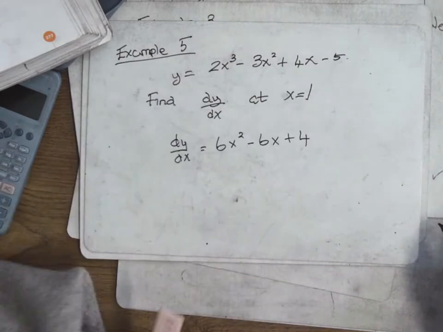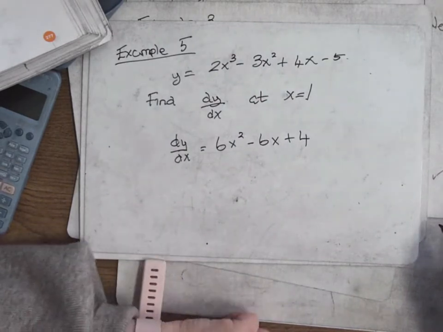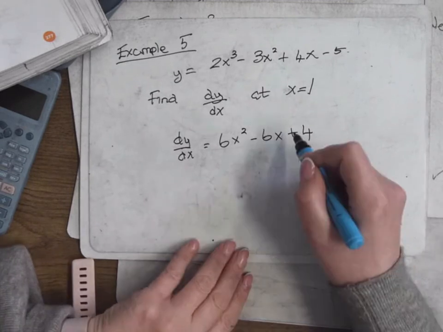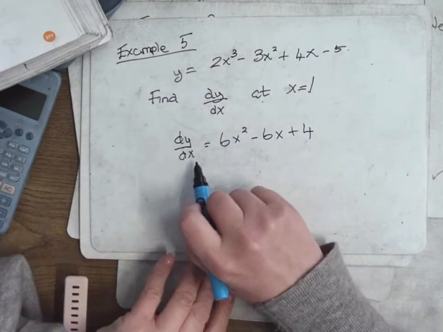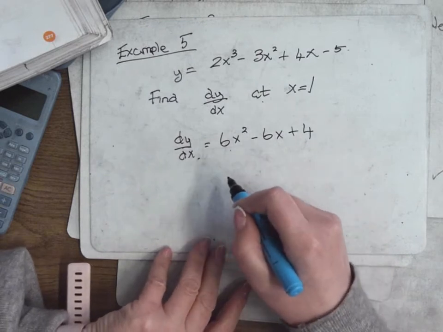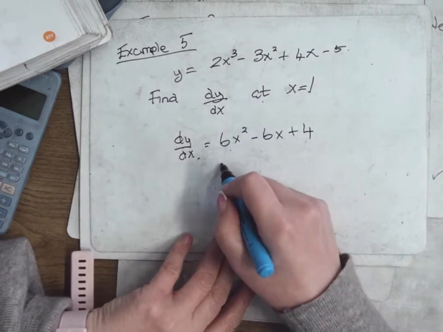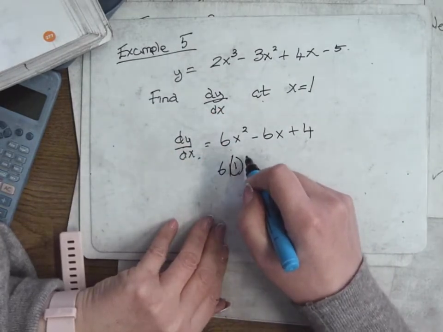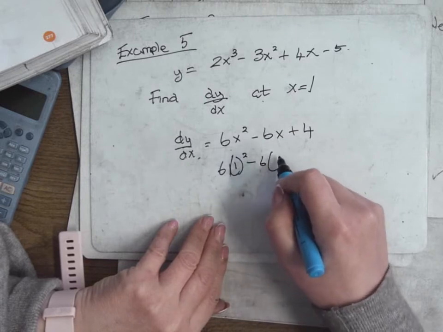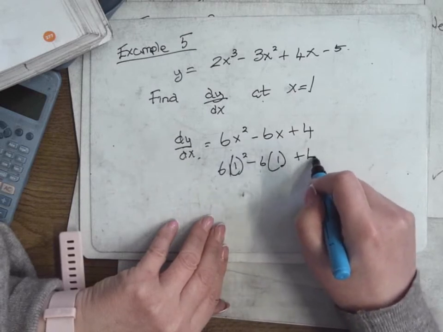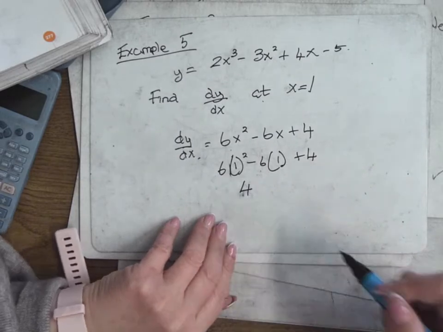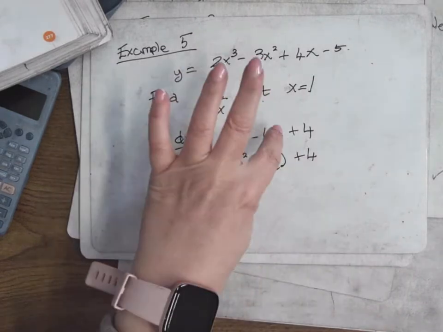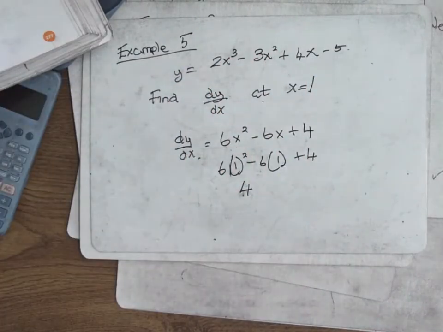New step, can anyone guess? At x equals 1, what'll I do? Everywhere I see an x, put in a 1. So the extra step is this: at x equals 1. You differentiate like before, but then the extra step, everywhere I see an x, put in a 1. So it's 6 times 1 squared minus 6 times 1 plus 4. And when you work all that out, it works out to be 4. And that's your answer. Is that alright? So extra step, if they tell me what x equals, I fill in for x.